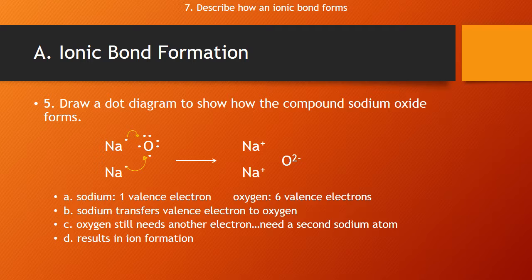And once again, this will result in ion formation. Notice here, we get 2 separate distinct sodium ions, each of them having a 1 plus charge. We don't get one sodium ion with a 2 plus charge because we had 2 sodium atoms and each of them lost 1 valence electron. On the other hand, we get 1 oxide ion that has a 2 minus charge because it gained 2 valence electrons. And once again, those ions will be attracted to each other because they're oppositely charged.